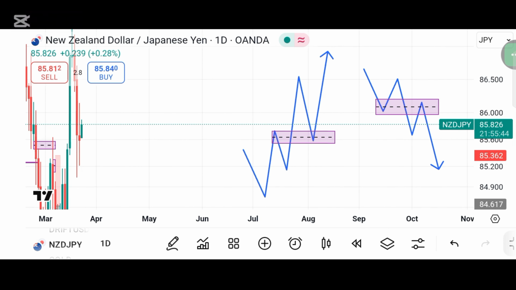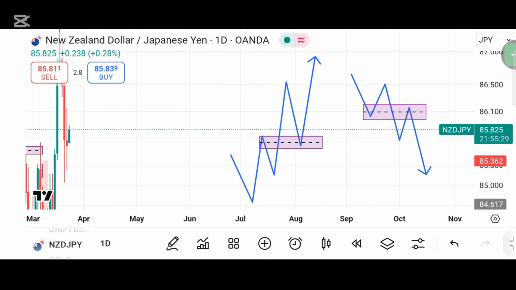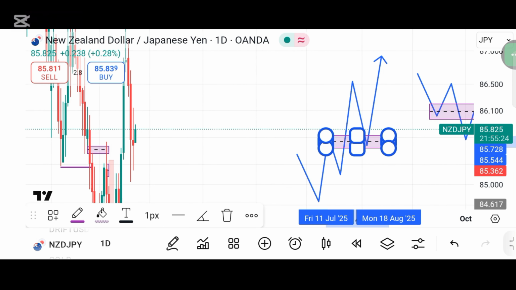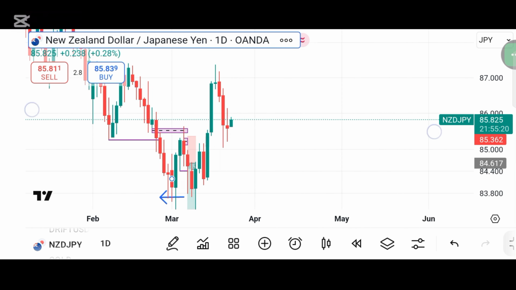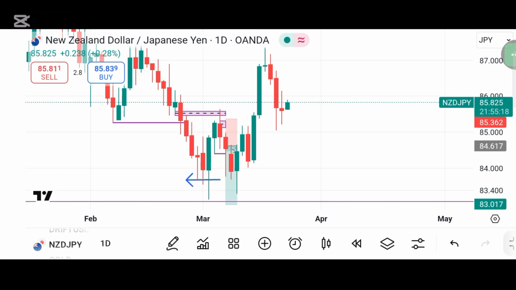So let's quickly relay this information down to the chart. Try to identify this diagram, this structure, inside our chart here on NZDJPY. So let's actually go into the chart here and look at the 4-hour time frame.